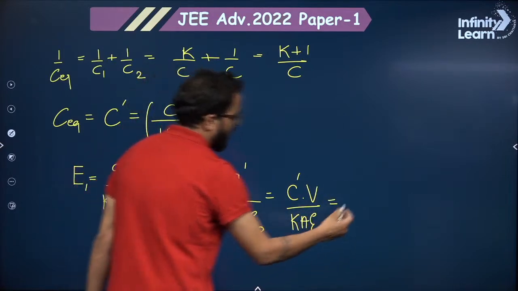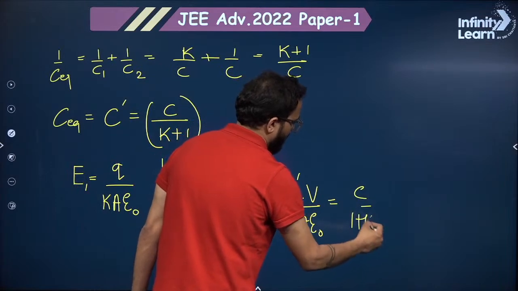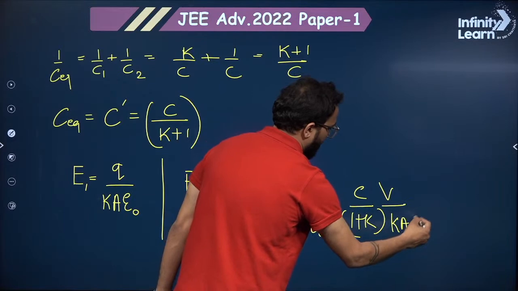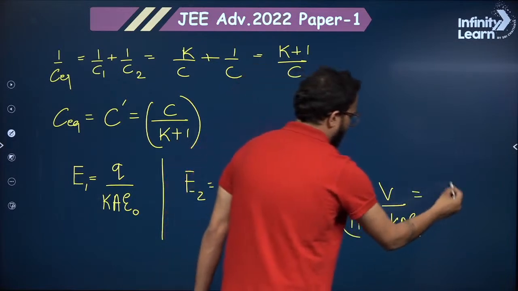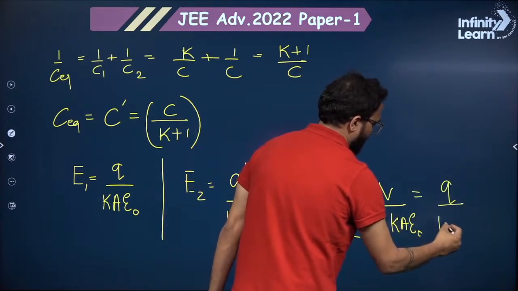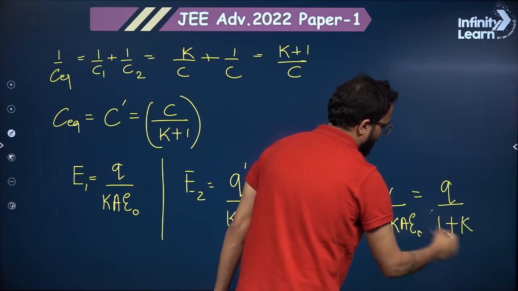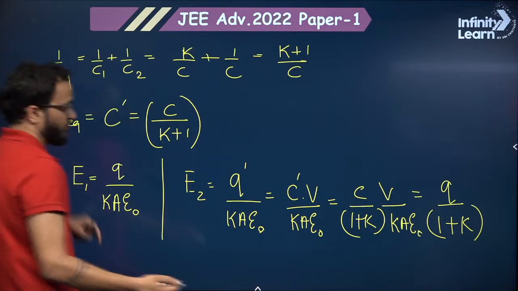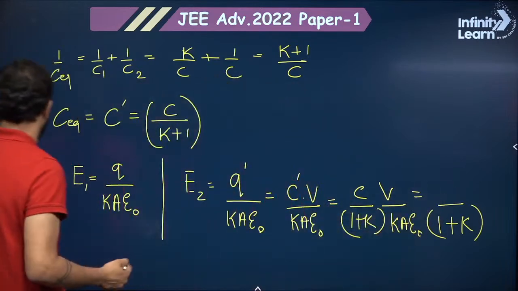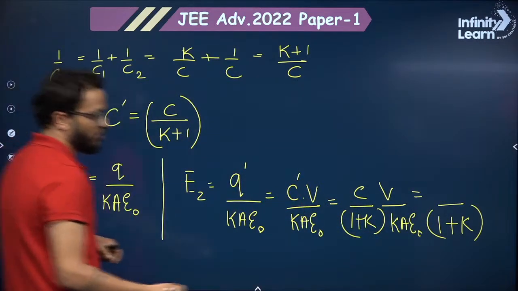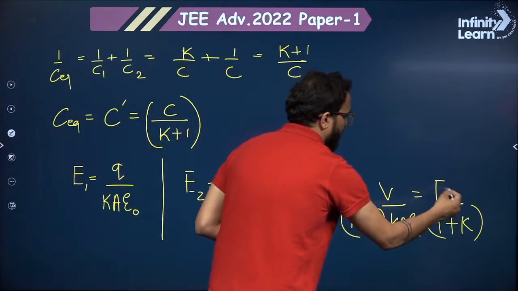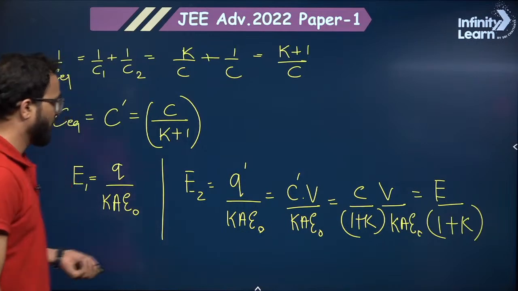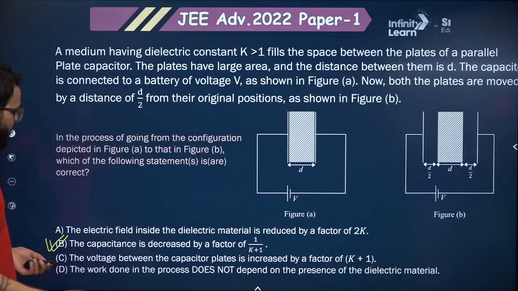So it will be what? C dash is what? C upon 1 plus K into V upon K A epsilon naught is what? E upon 1 plus K. So if you solve it, CV will become Q again, and Q upon K A epsilon naught will become E here. So obviously the difference is nowhere coming out to be 2K. So first option is incorrect.